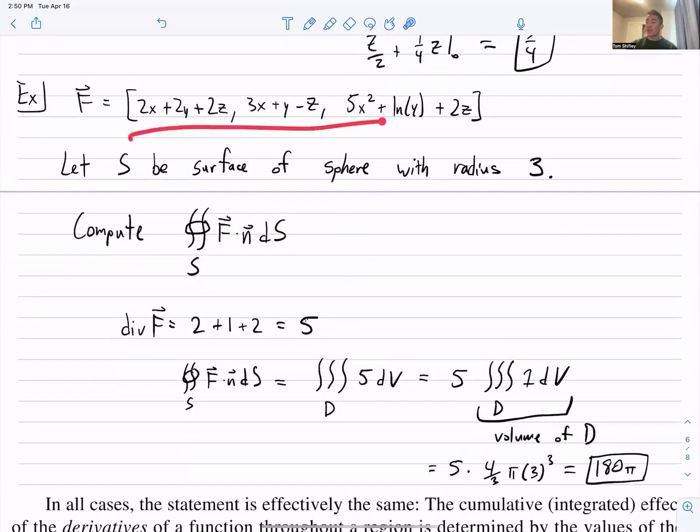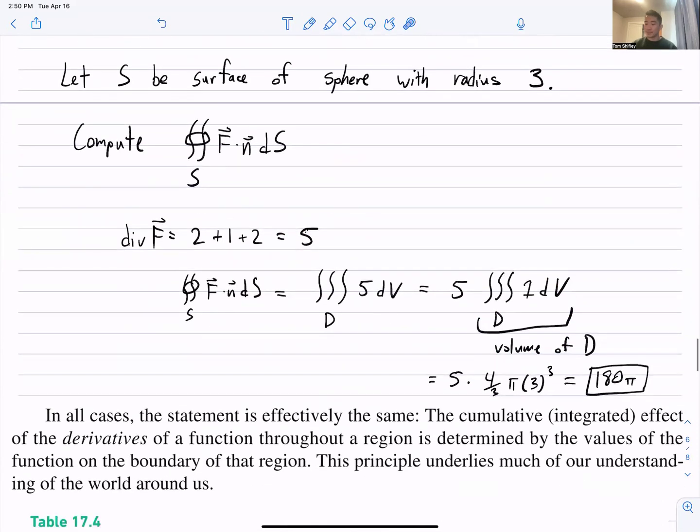Even though it's a really complicated looking vector field, its divergence is really simple. And so we can compute this. Whenever you get a nice divergence, then these triple integrals just boil down to volumes. And so that's a nice little hack too.